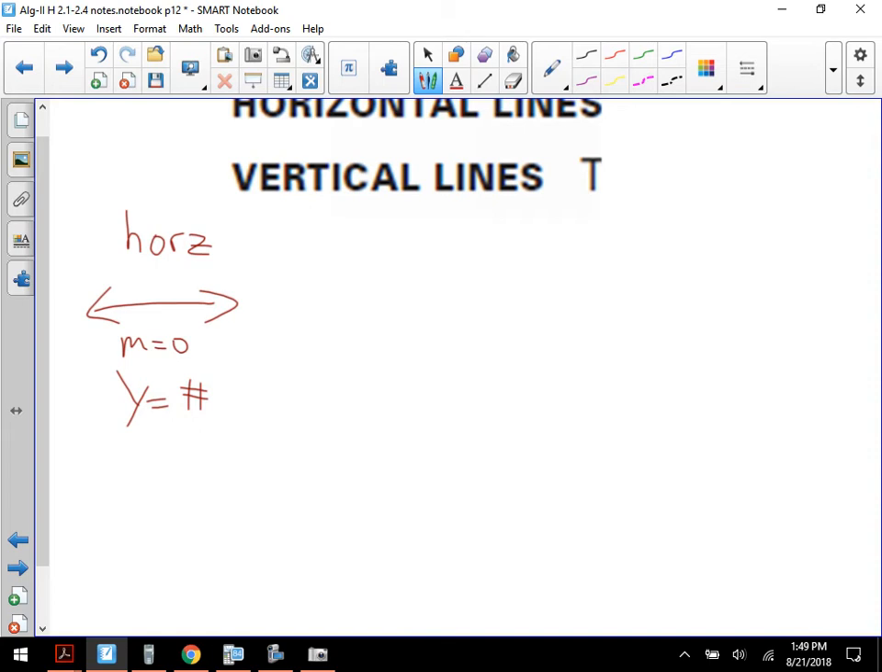On the other hand, then, vertical lines. Vertical lines, up and down. What's the slope of every single vertical line? It's undefined. Slopes are always undefined for vertical lines. What never changes on a vertical line? The x value. So your x value stays constant. So every single vertical line is always x equals some number. Okay.